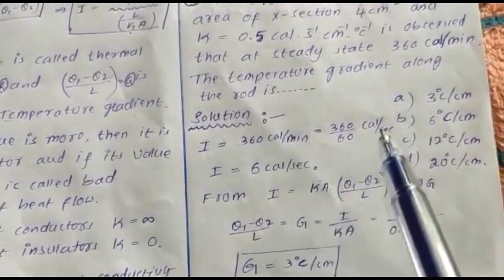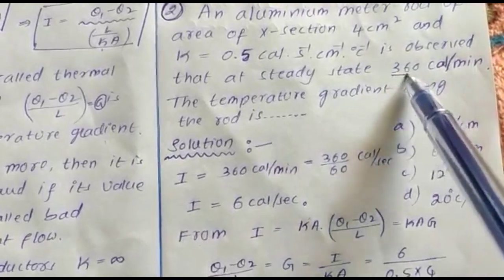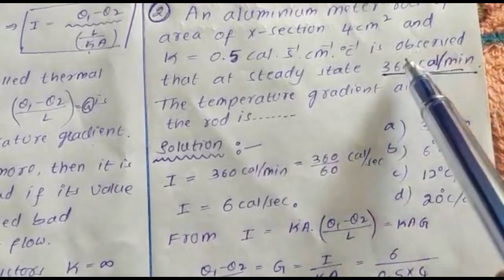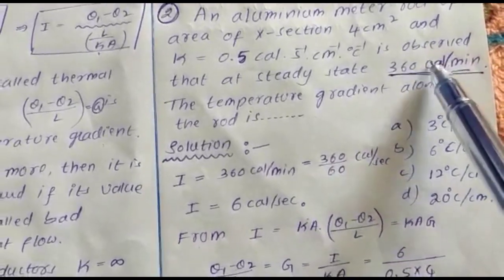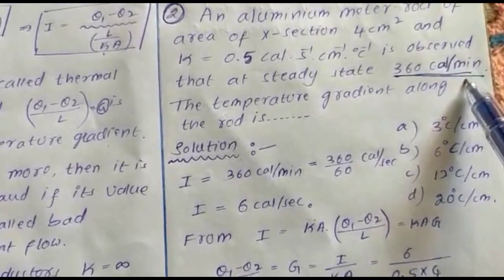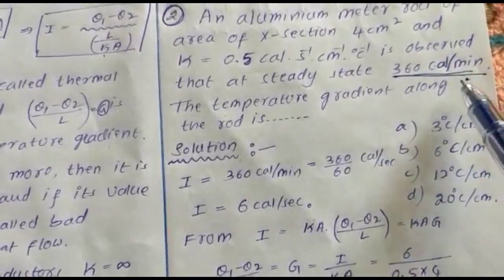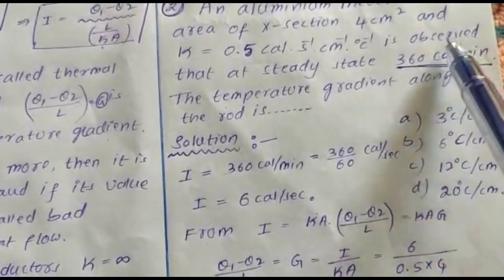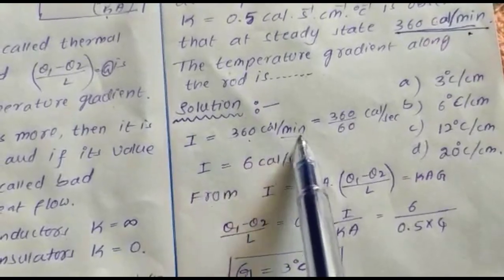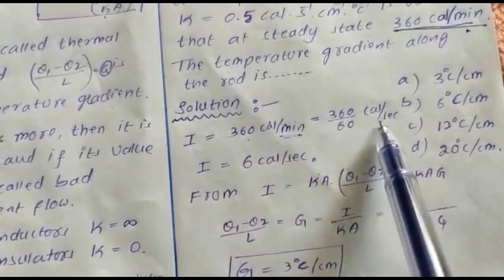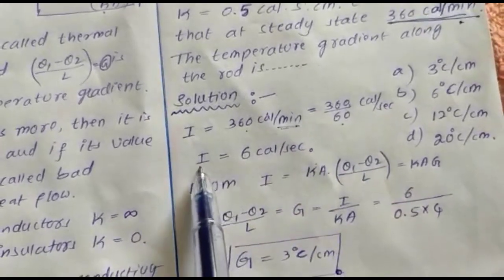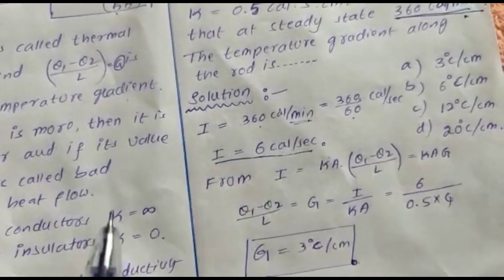Here first of all you see the problem. They have given the amount of heat per unit time, that is 360 calorie per minute. It is not only the heat, it is the amount of heat per unit time, which we already know is called the heat current. The amount of heat by the time is nothing but the heat current. Therefore first of all let us convert into proper units: I is equal to 360 calorie per minute. In place of the minute you substitute 60 seconds. Therefore you will get 360 by 60 calorie per second. Finally you will get I is equal to 6 calorie per second.